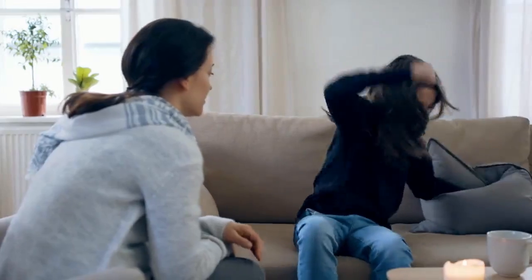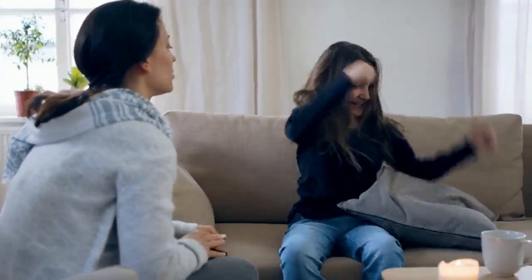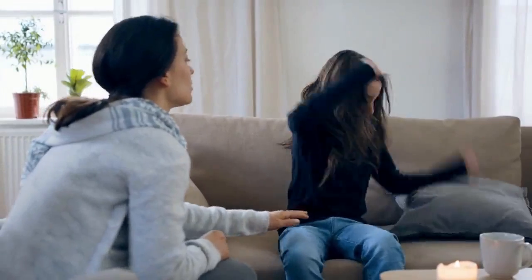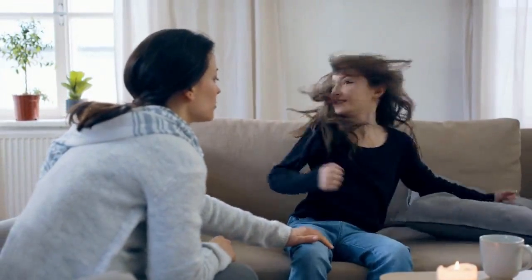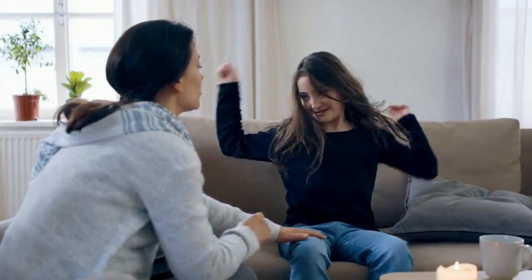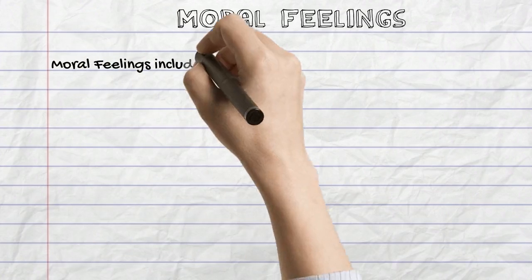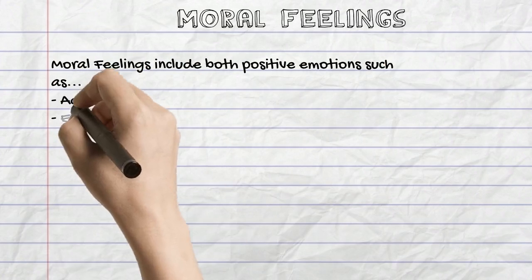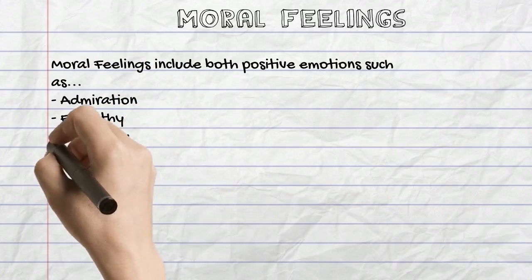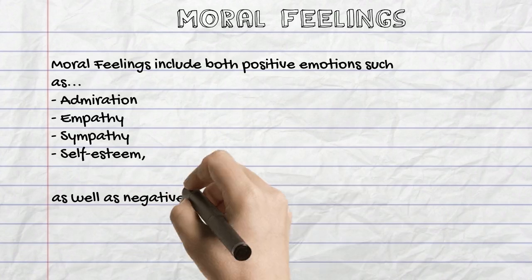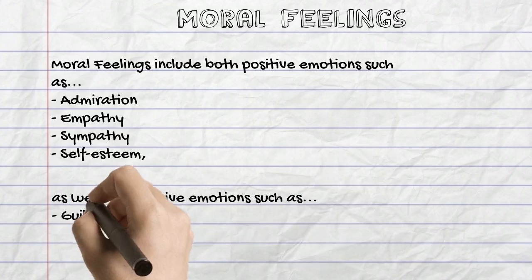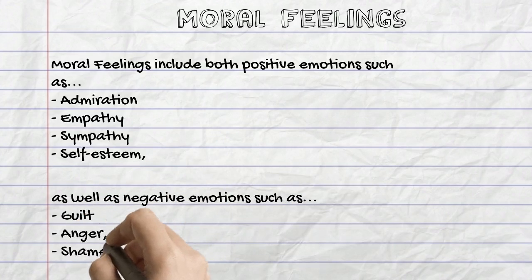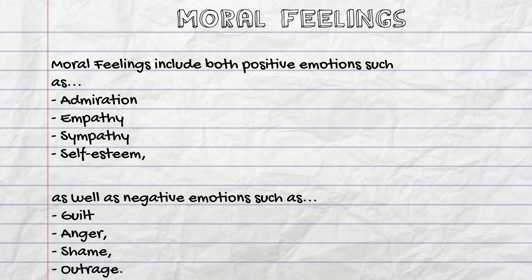For example, as children, when someone does something we don't like, such as take away a toy, we often get angry and have an aggressive response, such as yelling or stomping our feet. Moral feelings include both positive emotions such as admiration, empathy, sympathy, and self-esteem, as well as negative emotions such as guilt, anger, shame, and outrage. So now we have a more basic understanding of moral feelings. But how does this relate to the moral actions and development of children?